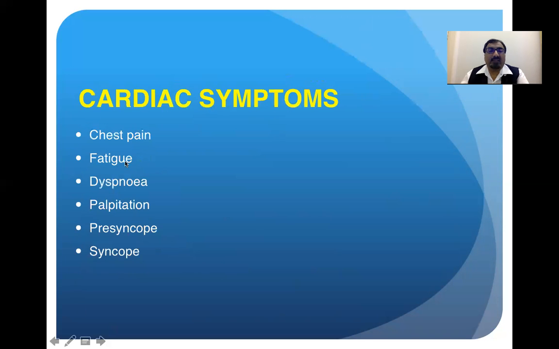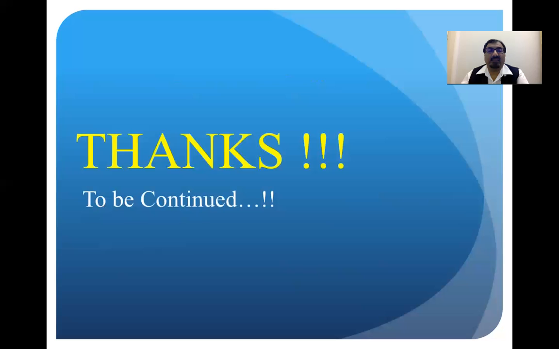Look at the total cardiac symptoms: maybe chest pain, there may be fatigability, sometimes they only come with fatigability. There may be dyspnea or palpitation, pre-syncope, or sometimes the patient may come to you with attacks of syncope. So all these factors you have to keep in mind when we are talking of a diagnosis in coronary artery disease.